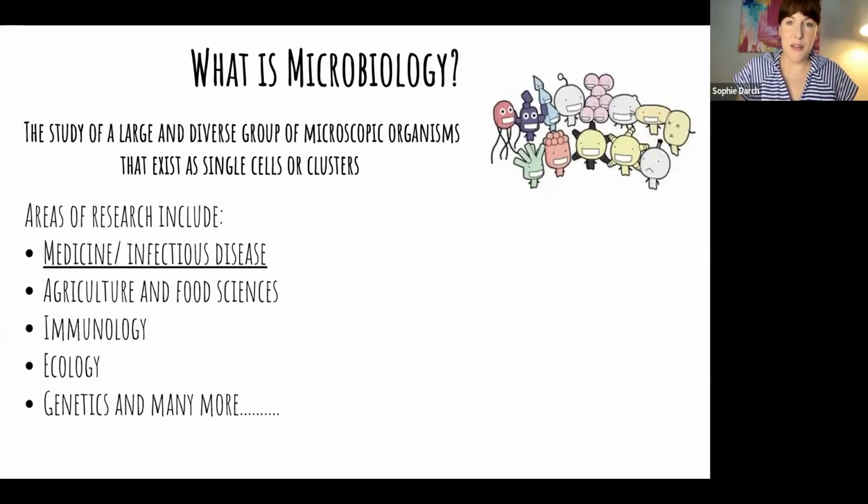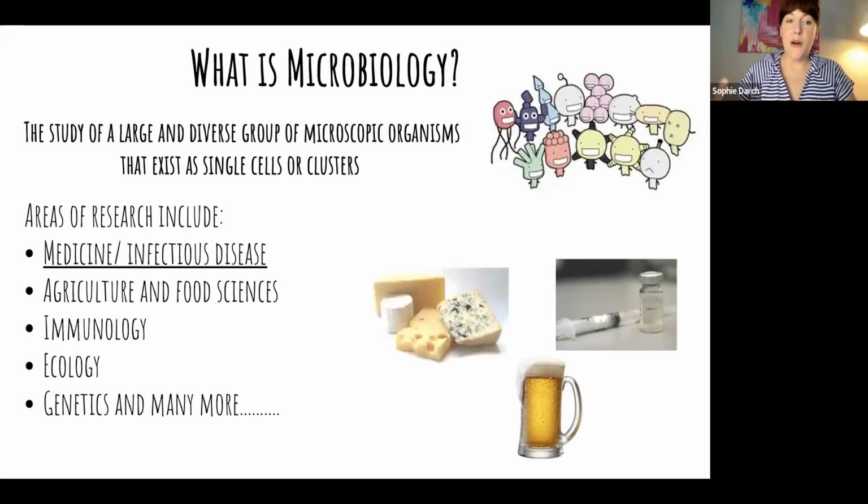In terms of research, when we think about microbiology, it's not just about disease and medicine. Of course, medicine and infectious disease are really important. That's what we focus on in the lab. But using microscopy, you can use it in lots of other aspects of research: agriculture and food sciences, immunology, ecology, genetics, and many, many more. The important thing to realize is that not all microbes are bad. If you're interested in science at this stage, maybe at some point microscopy might feed into some of these other areas that you might end up working or studying in.